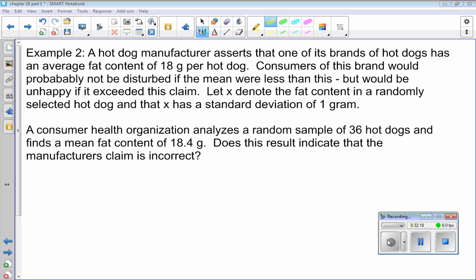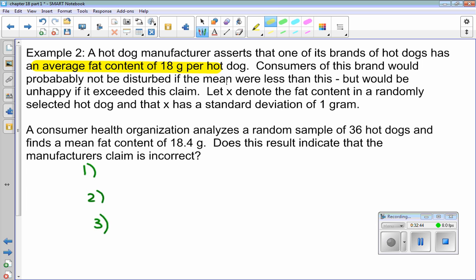So right now we're talking about average fat content, and we're going from here. We're going to check to see if the central limit theorem applies. What's my first condition? Random sample. What does it say that it was? It just says a random sample of hot dogs. So it says it was collected randomly.